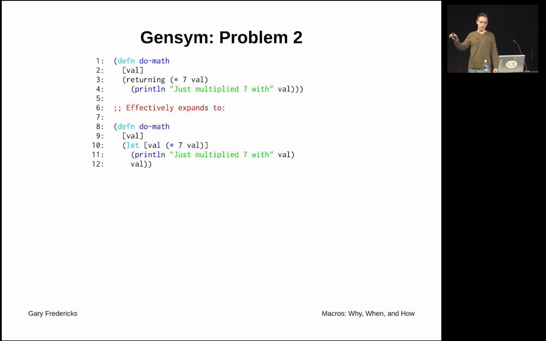So by the time we get to line 11, val refers to the new val from line 10 and not to the original argument. You can fix this naively by just having the macro author use a sufficiently obscure local name, but that's again not very ideal. So fortunately, syntax quote handles this as well.